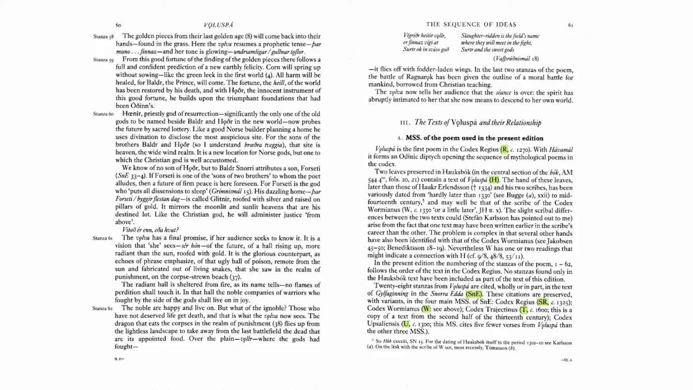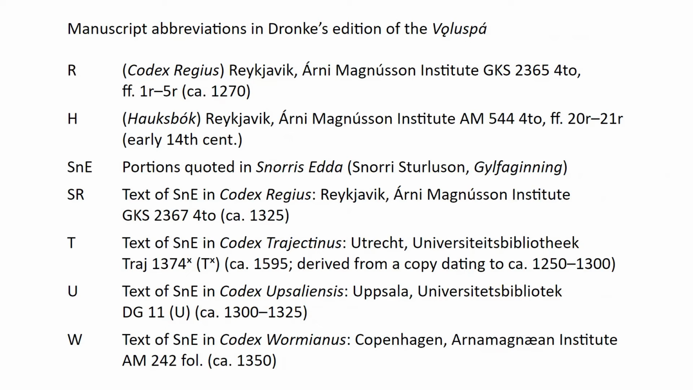Dronke has made this more difficult than it needs to be. I'd actually say this is verging on obfuscatory. Manuscripts are fundamental to the idea of a critical edition. Information about them should be both convenient and informative. So, as a counterexample, here's how I would draw up a list of manuscript abbreviations for Dronke's edition.